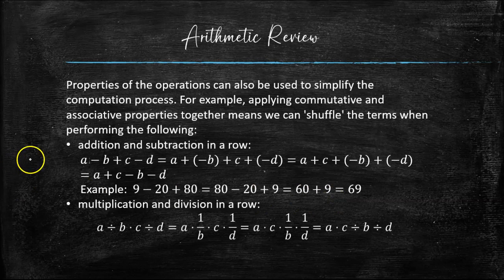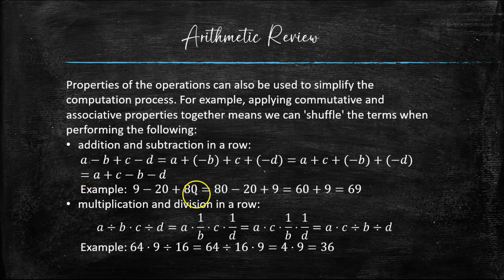Same can be said about multiplication and division. You can reshuffle the order. And for example, if you have to multiply and divide this, if you multiply 64 by 9, you get some three-digit number, 576, and then good luck dividing that by 16. So why not instead divide 64 by 16 and then multiply by 9? Much easier. So there are many benefits of studying the properties of numbers and operations.